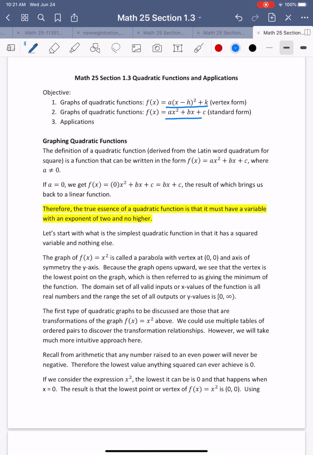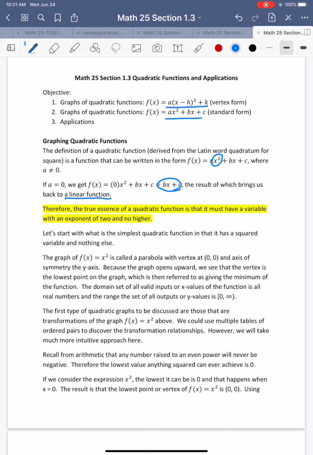Graphing quadratic functions. The word quadratic is derived from the Latin word quadratum, for square, which is because we have a square here. So it's a function that is written in the form f of x equals ax squared plus bx plus c, where a shouldn't be 0, because if a becomes 0, then you lose the ax squared, so it becomes bx plus c, which is a linear function.